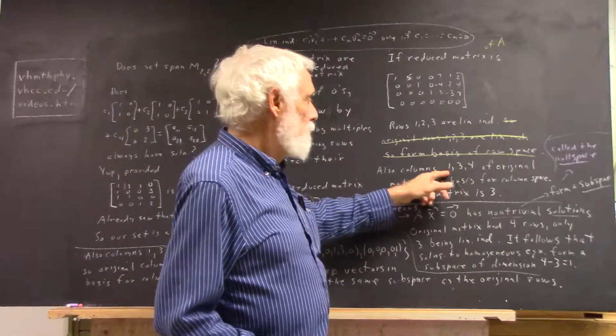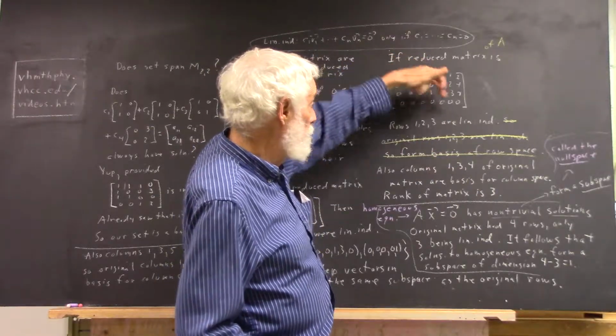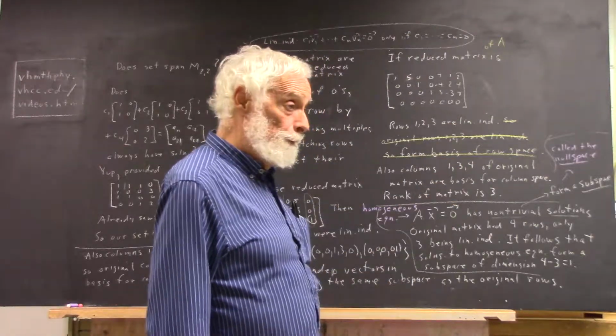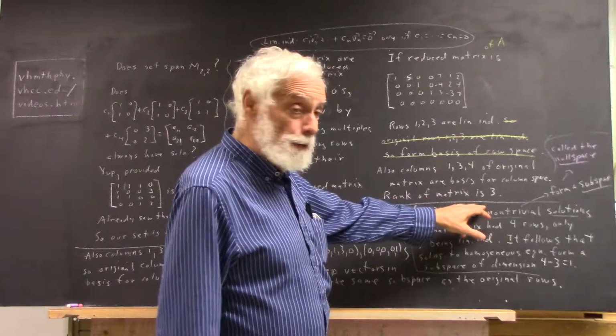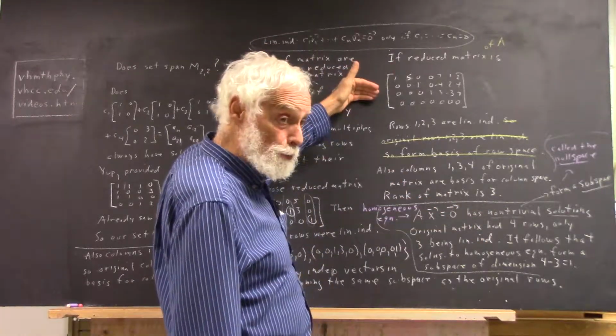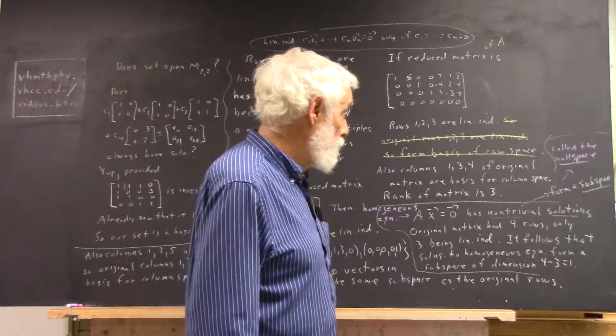And this tells us then the columns 1, 3, and 4, this column, and this column, 1, 3, and 4, of the original matrix are a basis for the column space. Also say the rank of the matrix is 3. The rank of the matrix is the number of linearly independent rows. You can think of it that way. It has more implications that we'll see later.